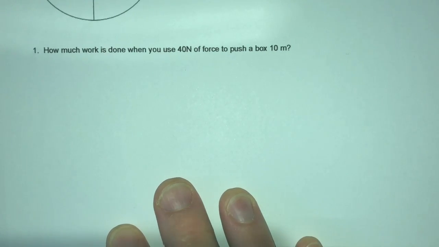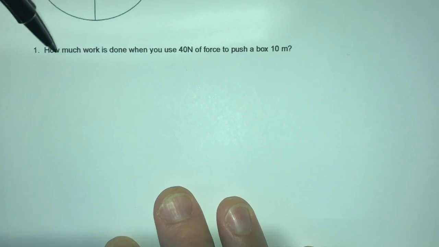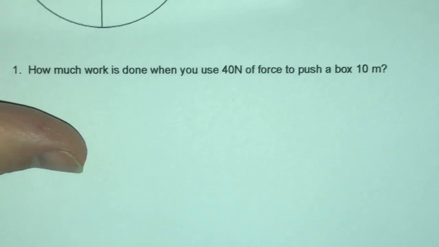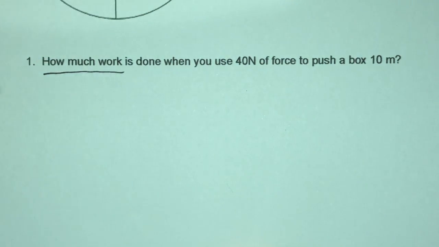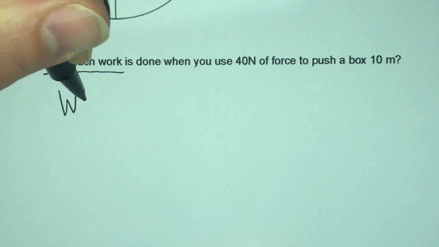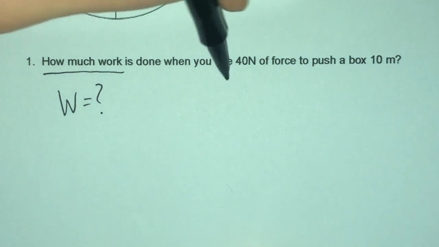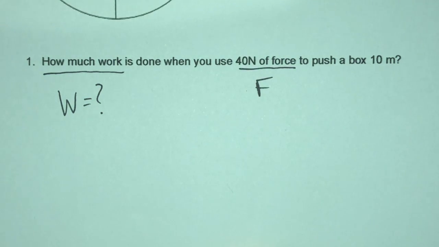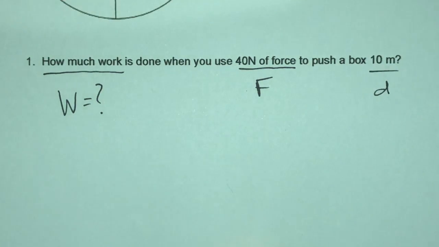Number one, how much work is done when you use 40 newtons of force to push a box 10 meters? So first of all, what's the question asking us for? And it's saying how much work. So we put in W equals question mark. And it says that we have 40 newtons of force. And we say that we're pushing our box 10 meters. 10 meters is a distance.